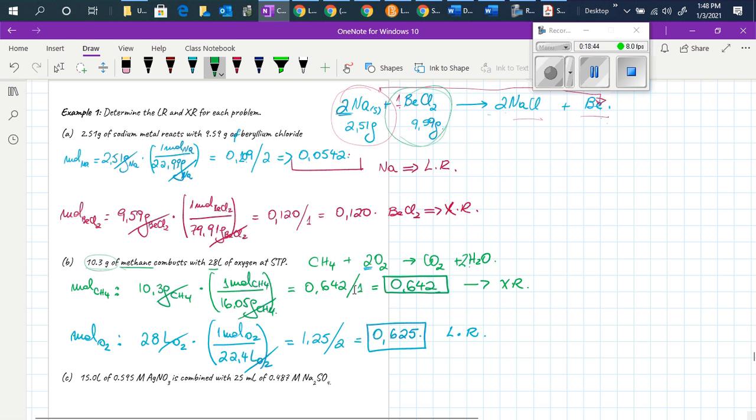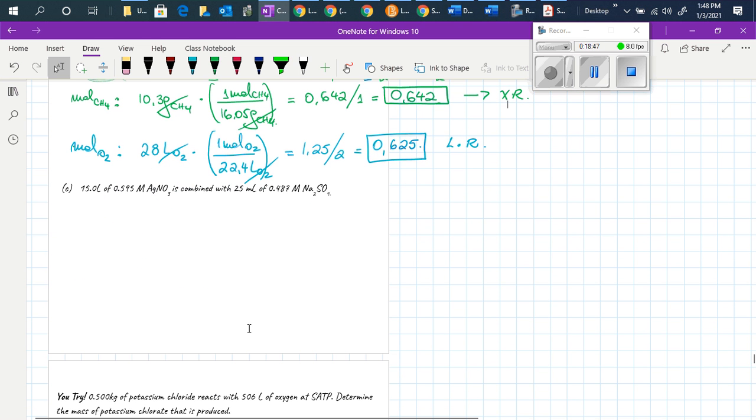And when you have just this, to define which one is limiting and which one is the excess, this method is very fast. So now, 15 liters of 0.595 molarity silver nitrate is combined with 25 milliliters of this to form silver sulfate and sodium nitrate.